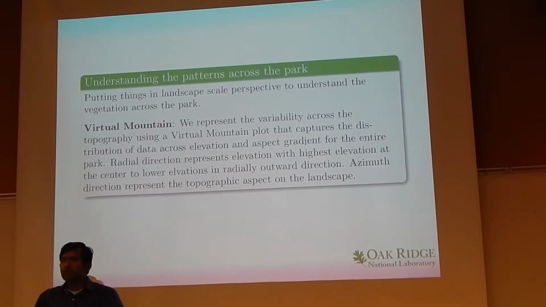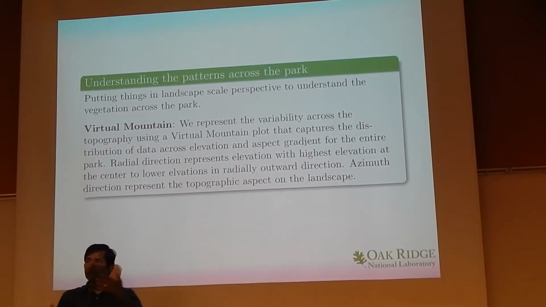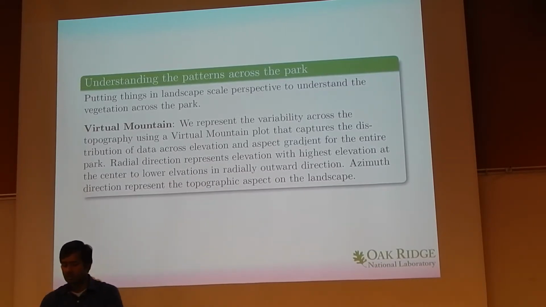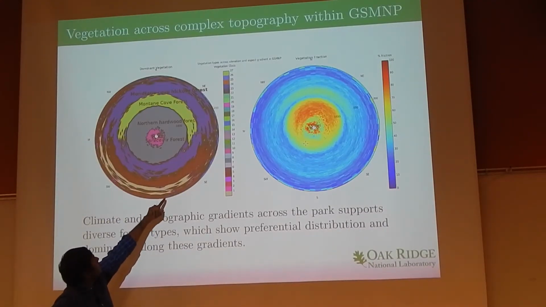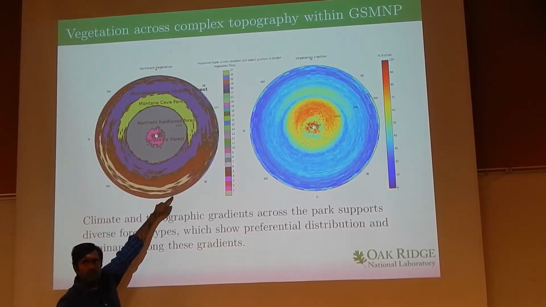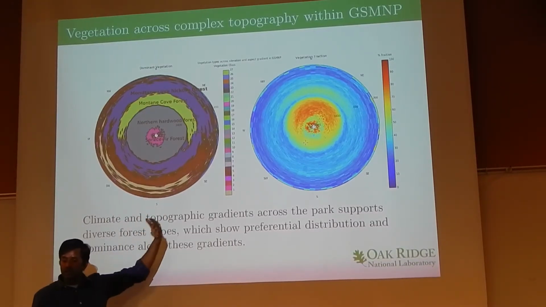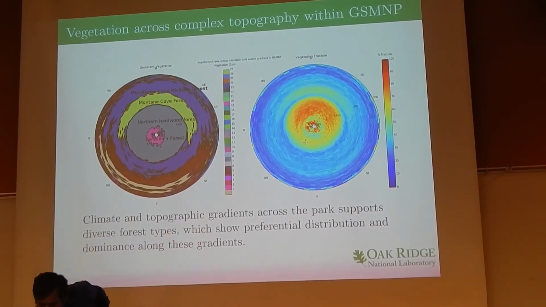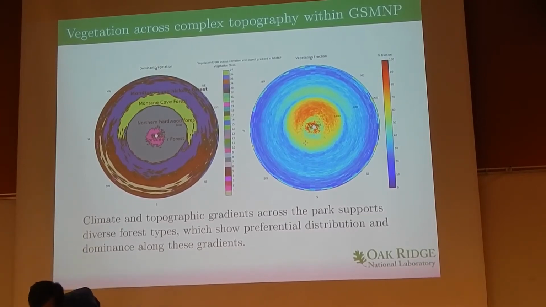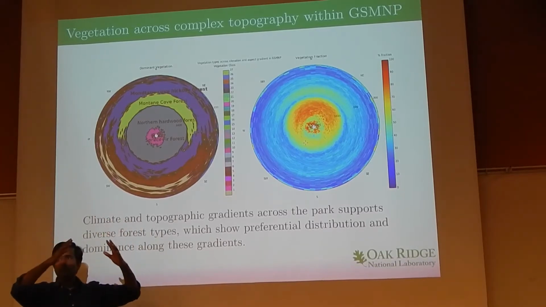So in the image, in the plots I'll show you, in the radial direction I'm trying to capture the elevation, and on the circumference I'm trying to capture the aspect. So let me just pull up this map. From outside of this circular plot to the center, elevation is increasing. Outside is about 200 meters, and then in the middle I'm going up to 2,000 or so. So as you go in, just think of one single mountain that I can create.